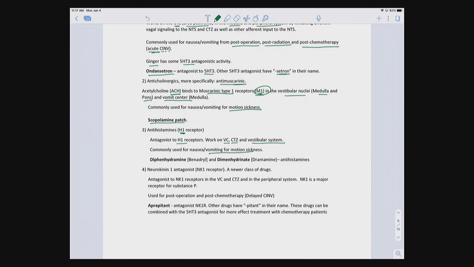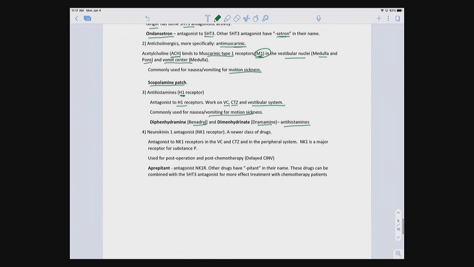So the diphenhydramine, which we know is Benadryl, and the dimenhydrinate, which is Dramamine, both of these are antihistamines. When you take them, they dry you out. But these can be very effective for tapping down nausea, vomiting associated with motion sickness.